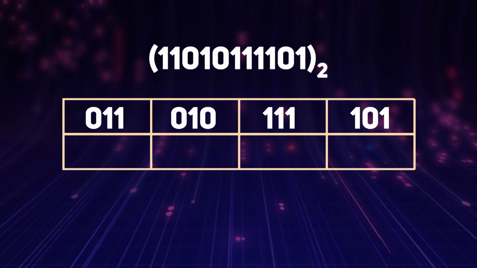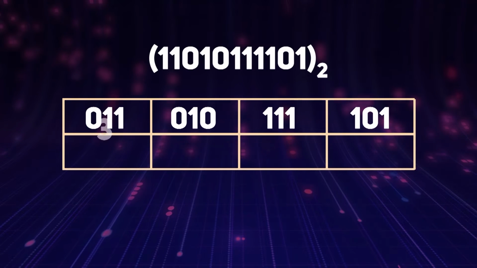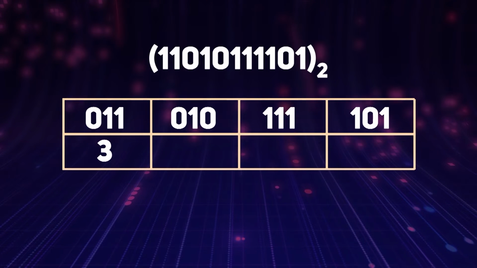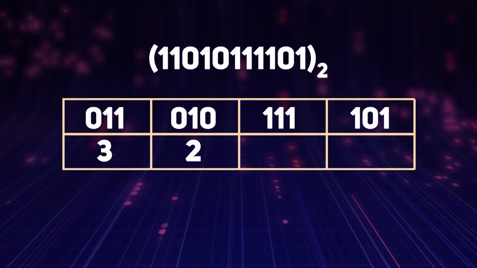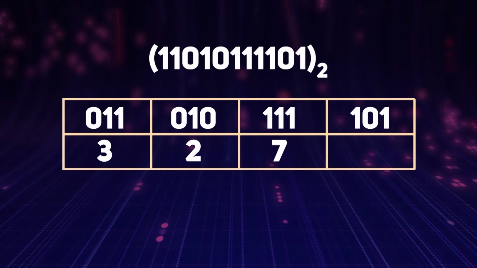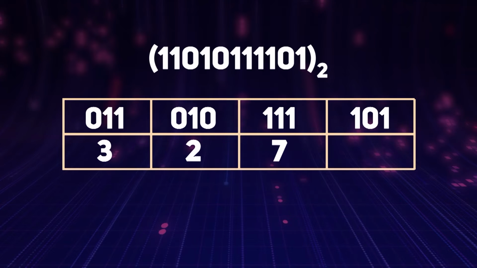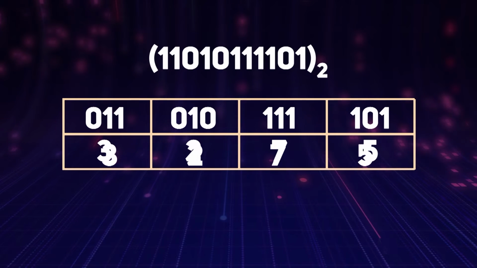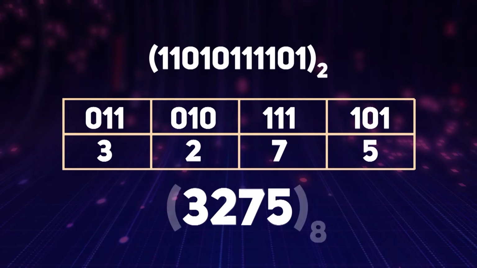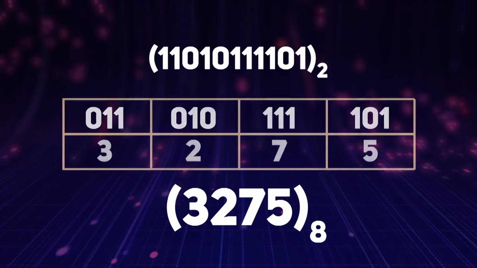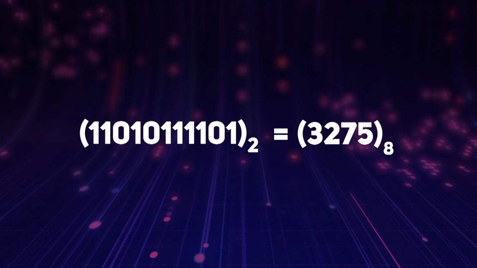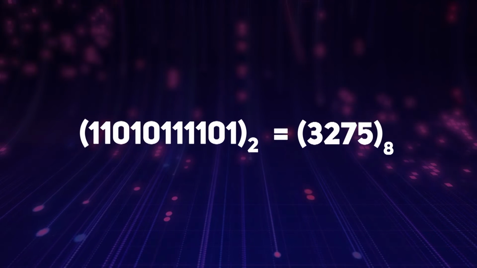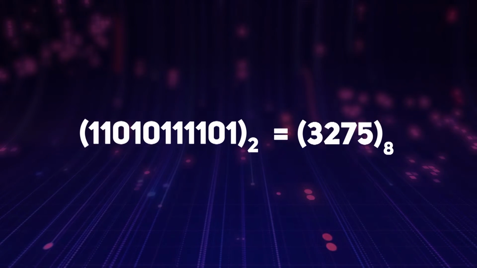So the first group 011 gets a value of 3, 010 its octal equivalent is 2, 111 octal equivalent is 7 and for 101 octal equivalent is 5. Hence, we get the result as 110101111101 to the base 2 equal to 3275 to the base 8.